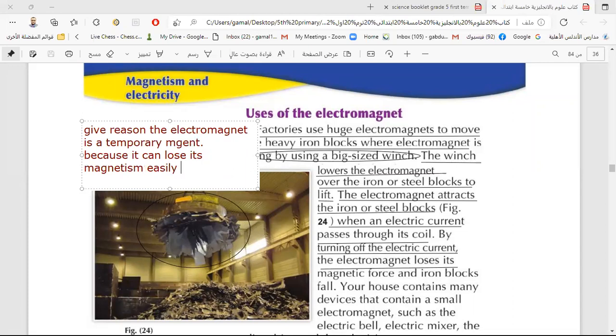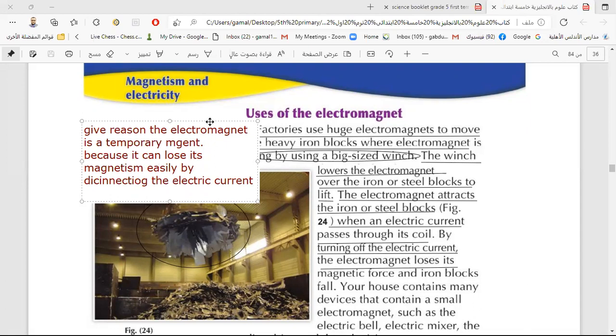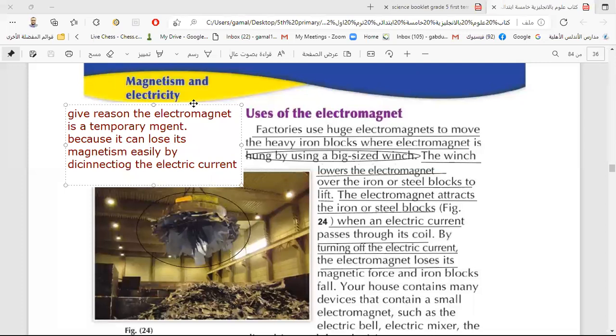By disconnecting the electric current. So if you disconnect the electric current, the magnet loses its magnetism and loses its force of magnetism, and the blocks will fall down quickly. So this is the give reason which I want you to remember very well. Give reason: the electromagnet is a temporary magnet.